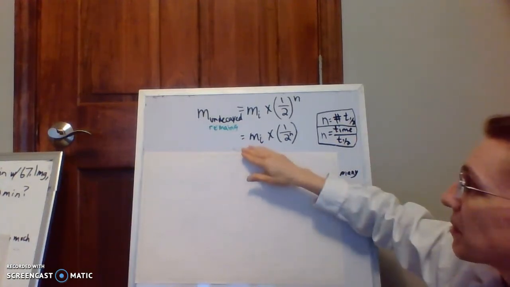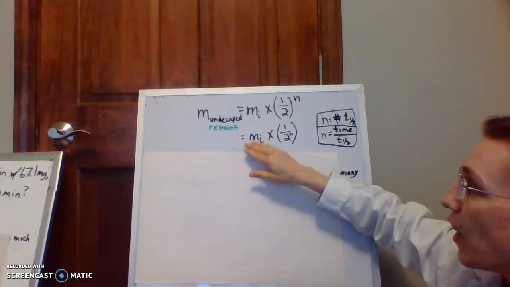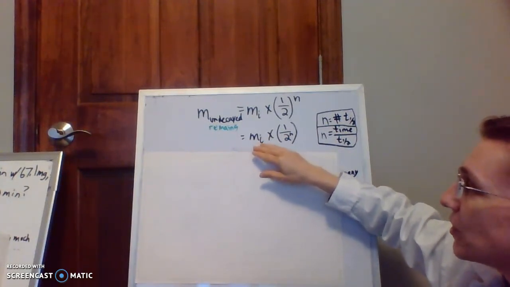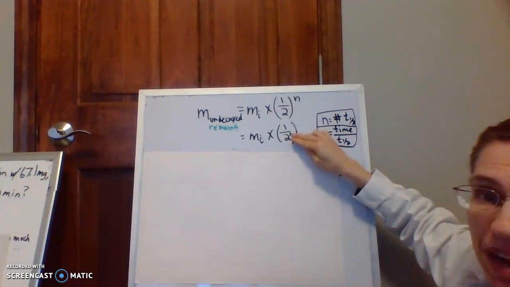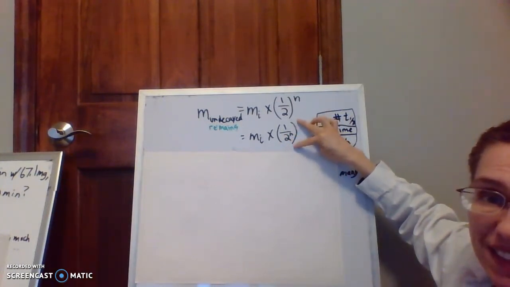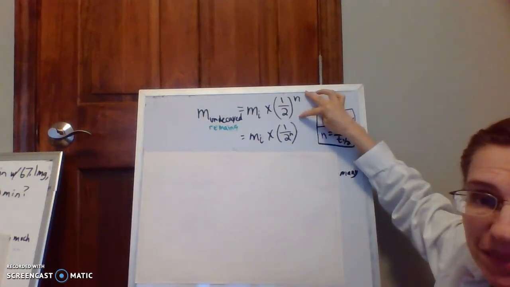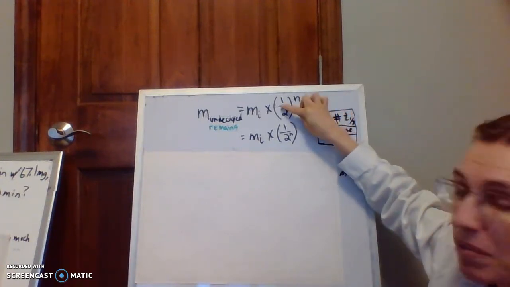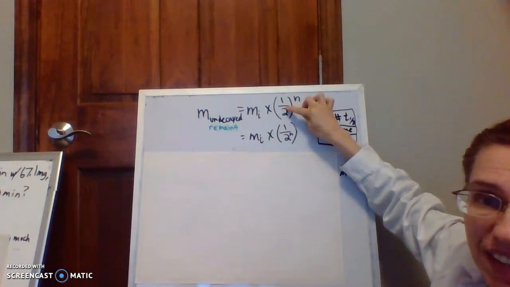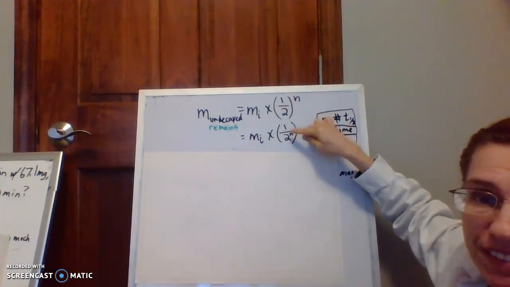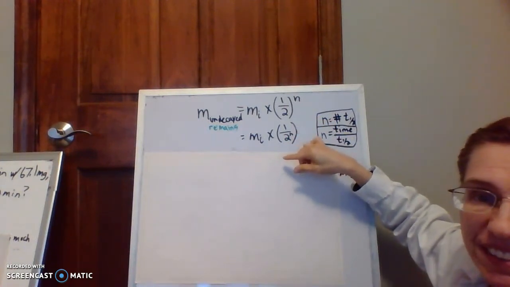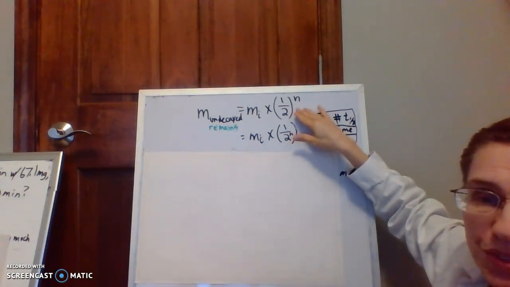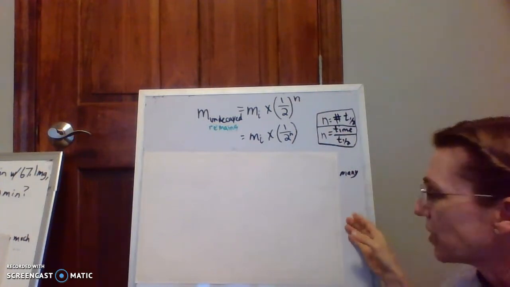Now your book does something like this. It does m initial times 1 over 2 to the nth power. Just realize that this is the same as this. I like this one up here because I can type 0.5 for 1/2 and raise it to a power rather than dealing with trying to get this whole thing in a denominator. So I tend to use this one up here, but either one should give you the same answer.